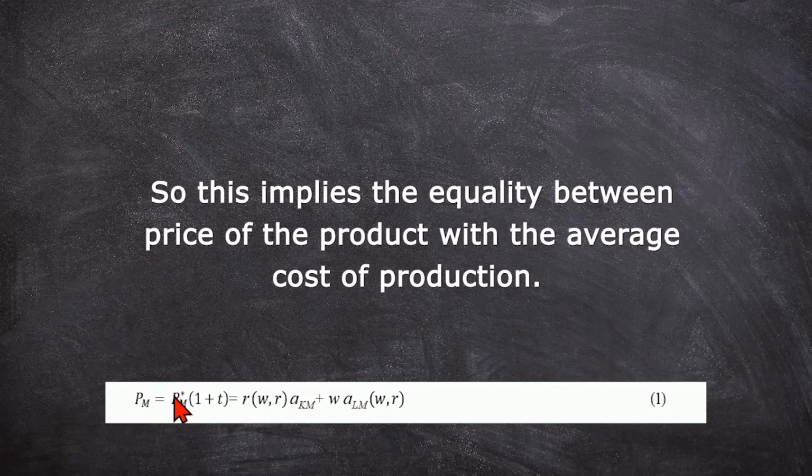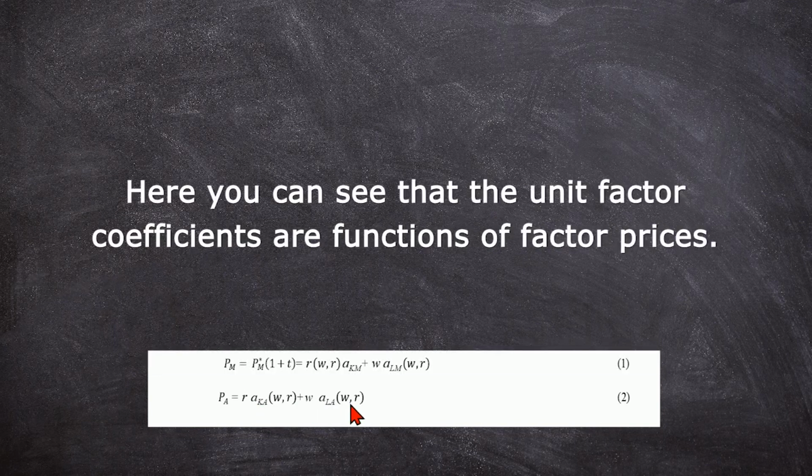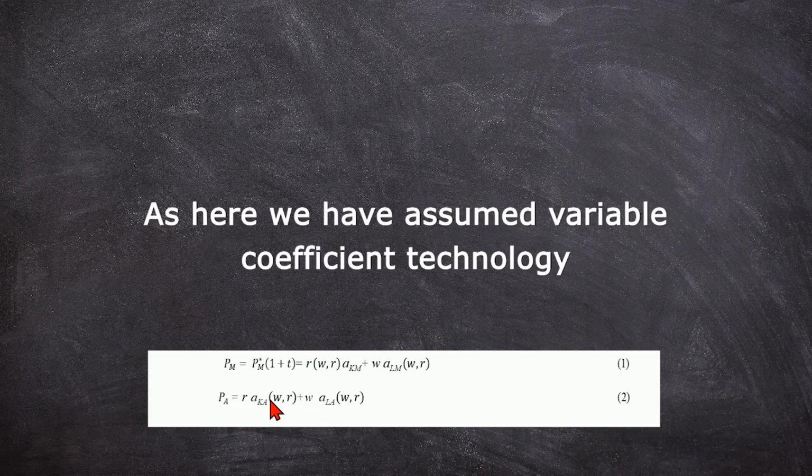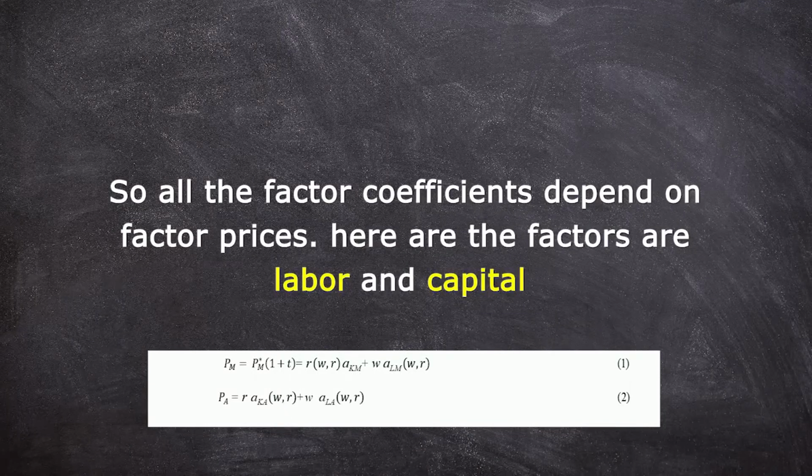So this implies the equality between the price of the product and the average cost of production. Similarly, for the agricultural sector, we can write PA, the price of the agricultural product, is equal to R into AKA plus W into ALA. Now here you can see that the unit factor coefficients are functions of factor prices. As here we have assumed variable coefficient technology, all the factor coefficients depend on factor prices.